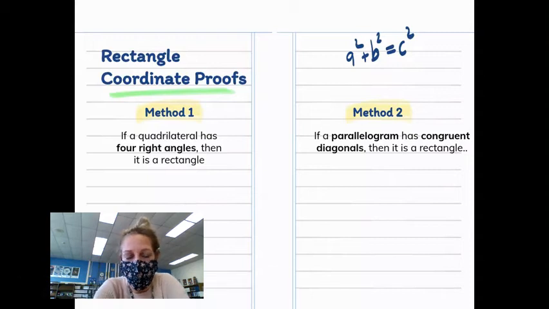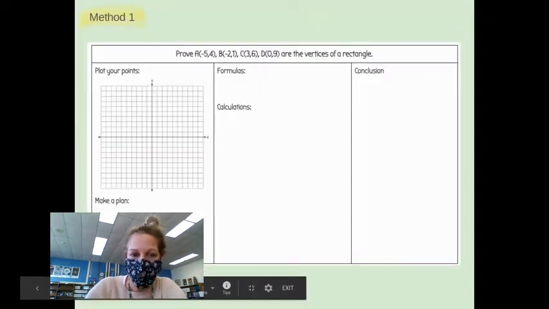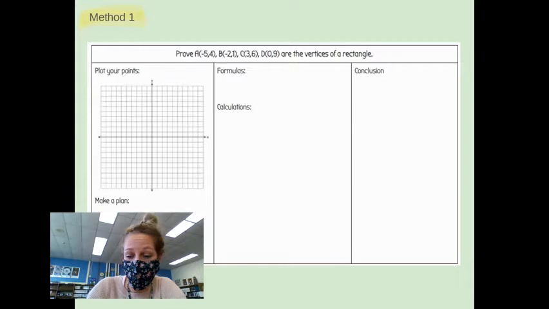Okay, we're going to look at how to do a rectangle coordinate proof using two different methods. They're not the only methods, but they are two popular choices. The first method we're going to look at is proving four right angles. You want to plot your parallelogram or your rectangle, so you know what you're looking at.